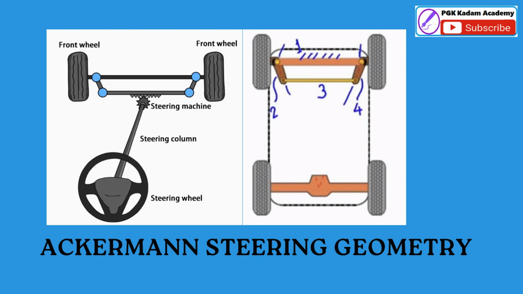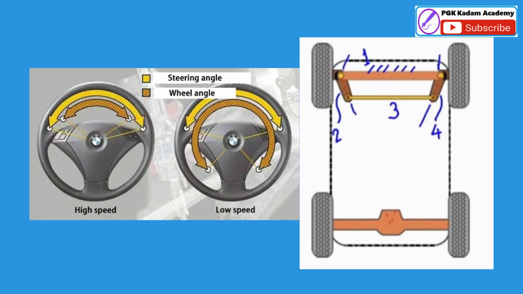Ackermann steering geometry is shown in the figure. The Ackermann steering geometry is a geometric arrangement of linkages in the steering of a car. The smaller the steering radius of movement, the less the steering wheel needs to rotate, and the faster the steering response, which is often said to be accurate and controllable.